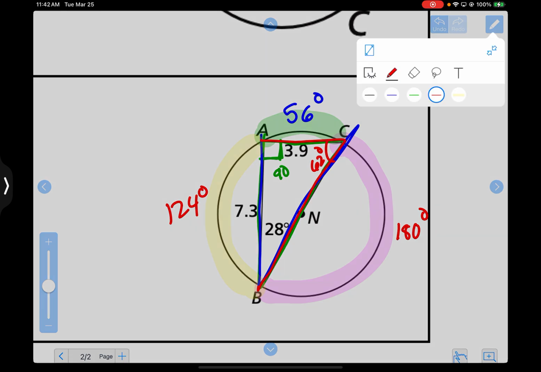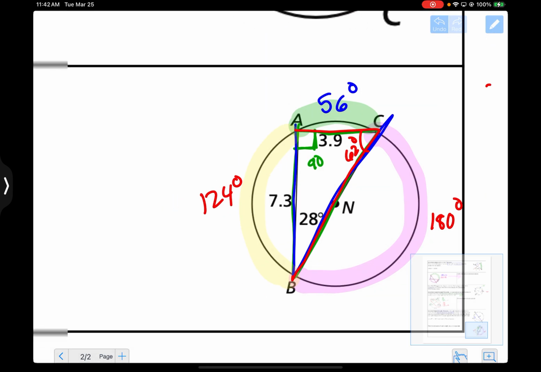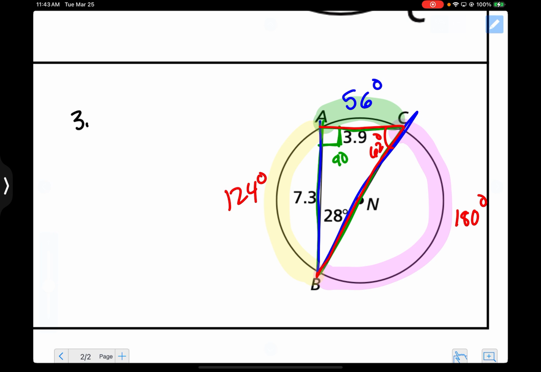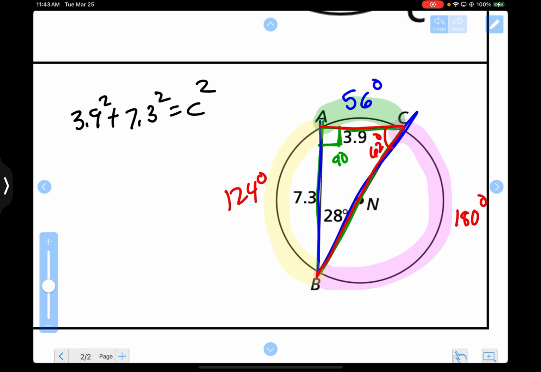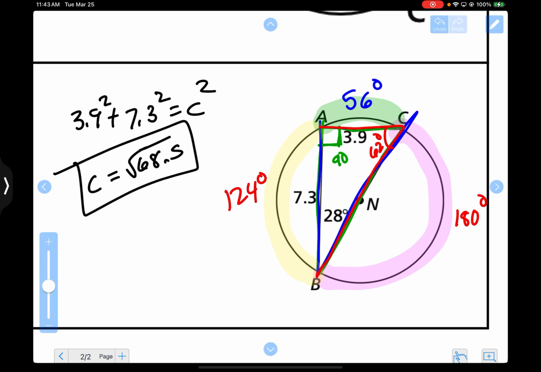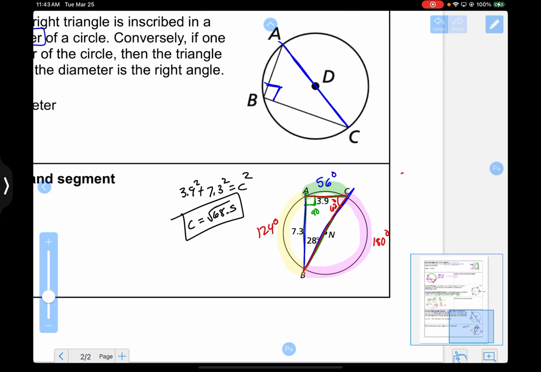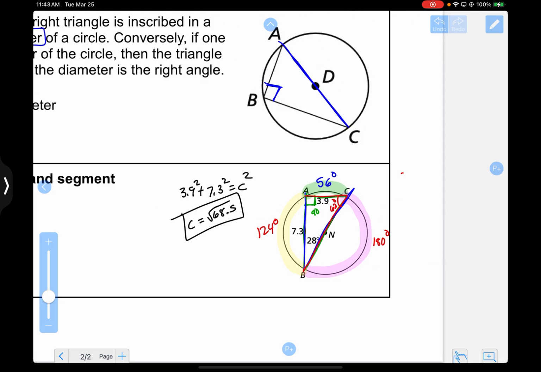And since we know it's a right triangle, we can use our Pythagorean theorem to find our hypotenuse. So 3.9 squared plus 7.3 squared equals c squared. And so we know that c equals the square root of 68.5. And so that's everything that we need to know about arcs and inscribed angles.